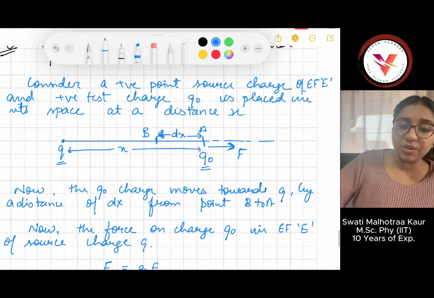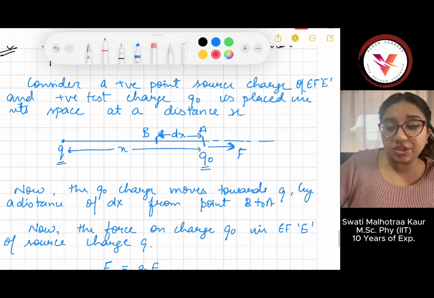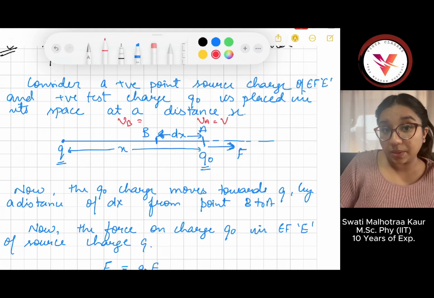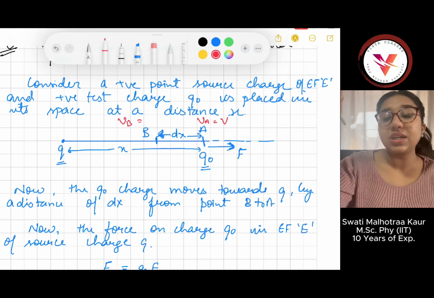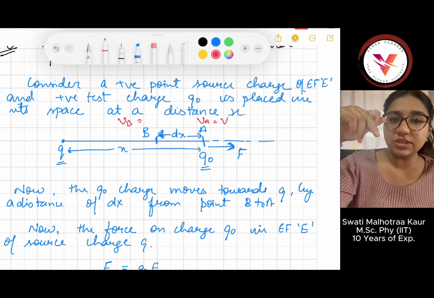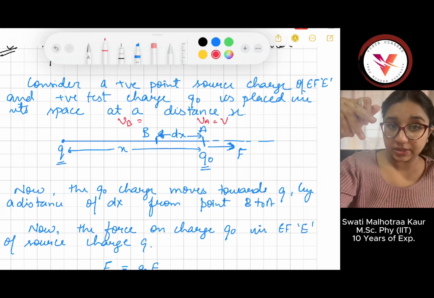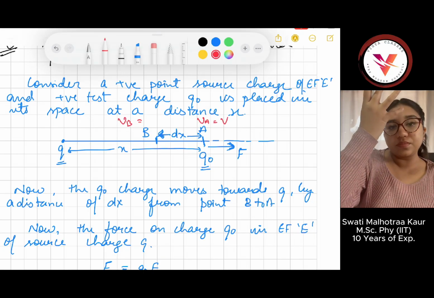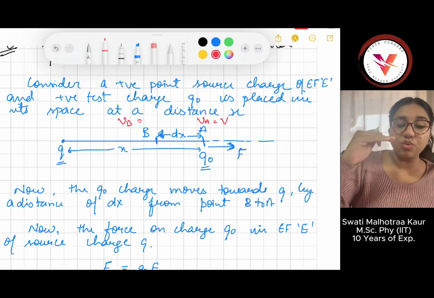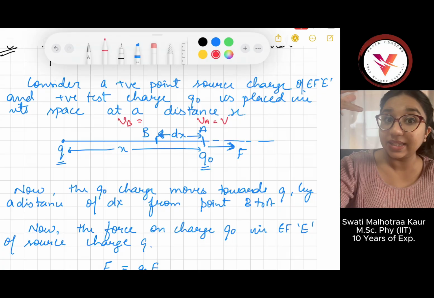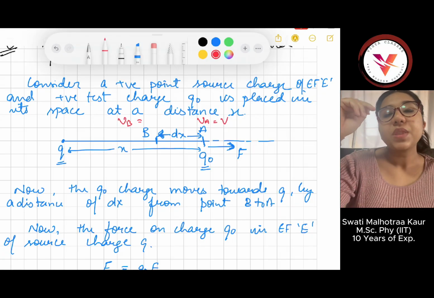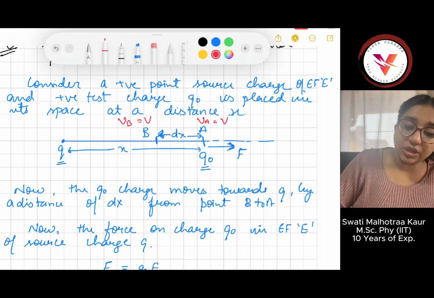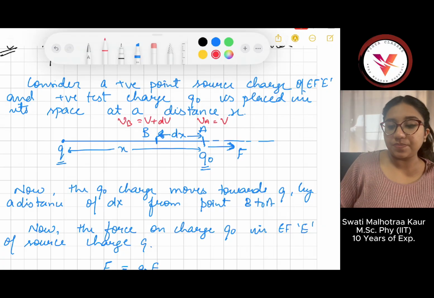Now, when it moves from A to B, consider the potential at A to be V, and the potential at B would increase because here the work is done against the force. So when the work is done against the force, potential always increases, right? You can understand this by an example: gravity is pulling downward, but when we move to some height, the potential increases, mgh, right? So the potential is basically the work done against the force. So here the potential increases by some small value dV.